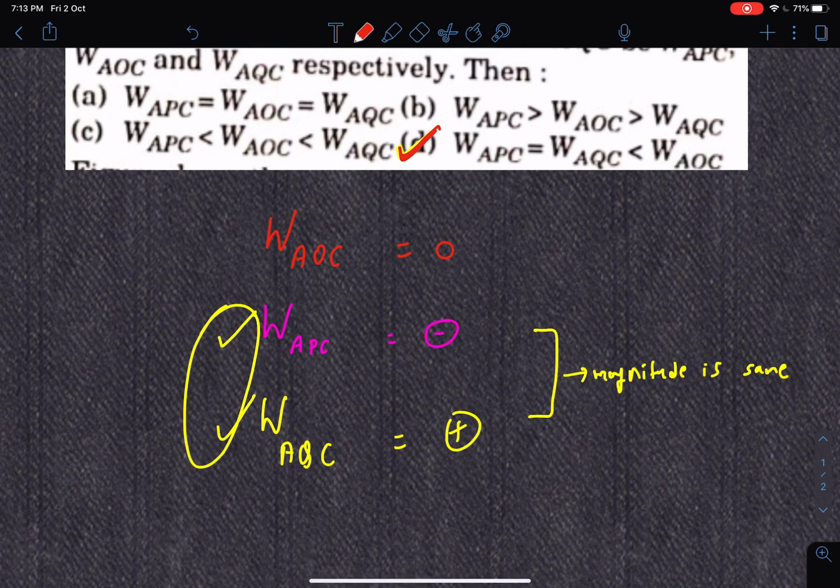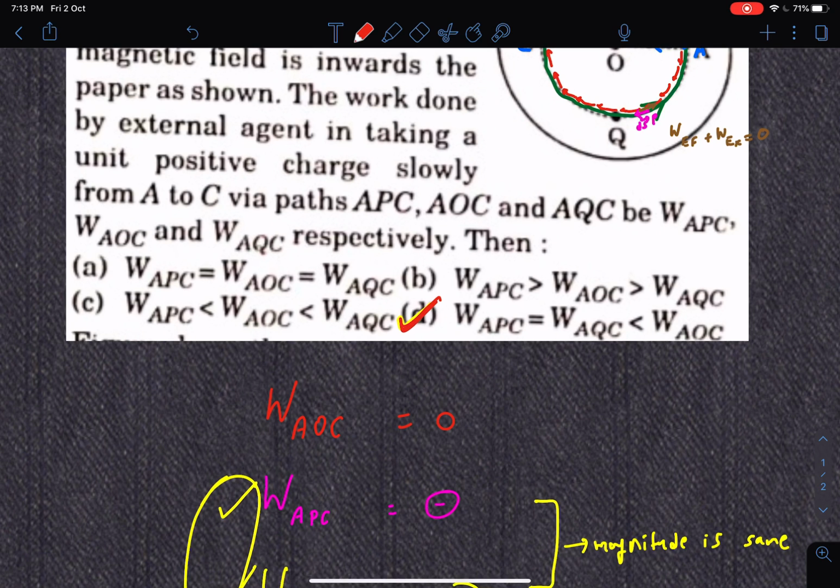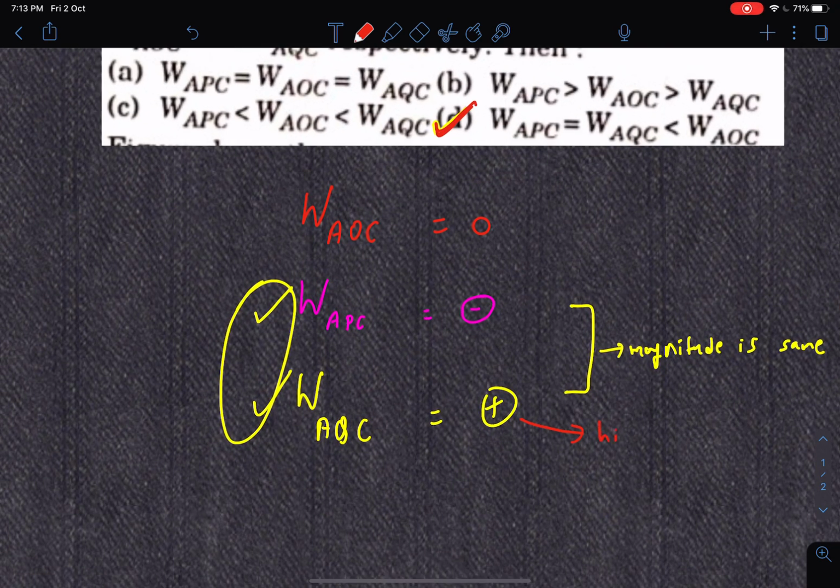Whereas if we talk about the sign also in this work done, then AQC is the highest. These all three are work done by external agents. The highest is in AQC, then in AOC, and then in APC. So in that case, we will get work done in AQC by the external agent is greater than work done by the external agent in path AOC, which is greater than work done by the external agent in path APC. There is an option like that, and that is option C. So whether we get option C or option D depends on whether we are talking about only the magnitude of work done or the work done with the consideration of sign. Normally, if nothing is given, we do consider the work done with sign. So I think the correct answer here should be C.